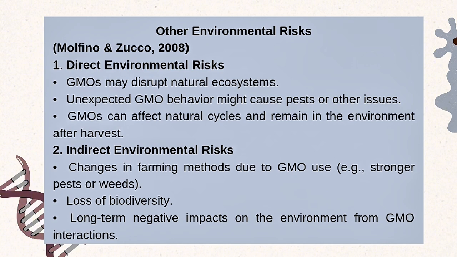Next, the indirect environmental risk. These are the effects that happen over time. Using GMOs can change how farmers work, like using more chemicals when pests and weeds become stronger. It can also reduce biodiversity, meaning fewer types of plants and animals survive. Over time, GMO interactions can cause long term negative effects on the environment. So, for example, if farmers use the same GMO crop for many years, other plant species might disappear and insects could evolve to resist the crop's built-in pesticides.